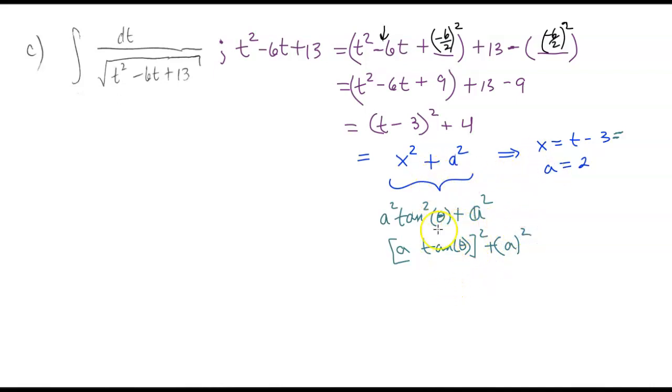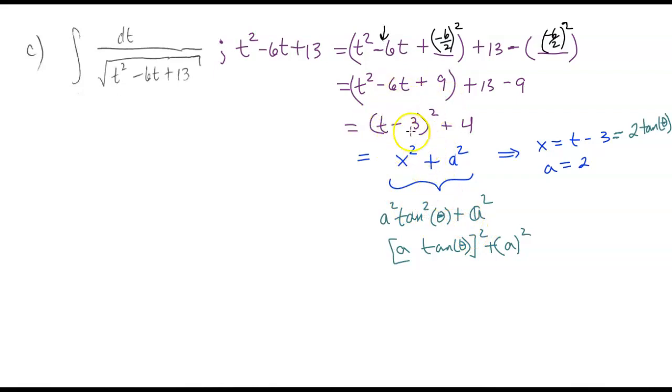And so the suggested substitution for this is going to be to let a, which in this case is going to be 2, times tangent theta. So this will just essentially be 2 times tangent theta here, okay? And so that is going to be our suggested substitution.